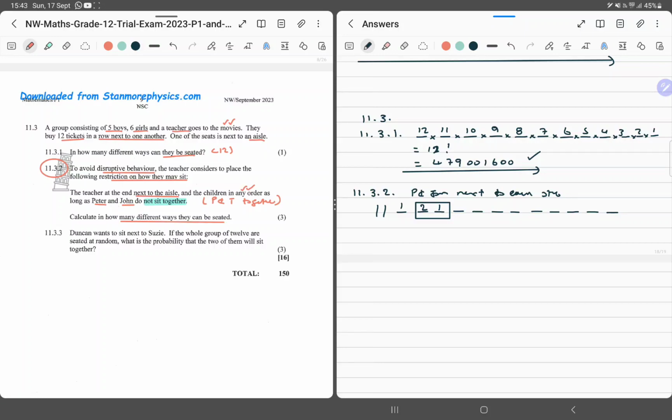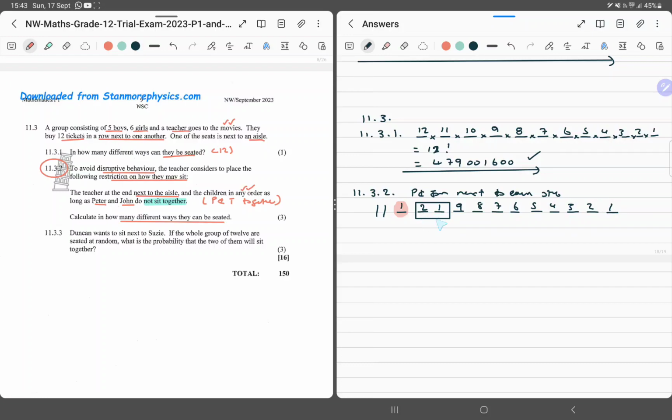Now, let's see what is next. Remember, this one is fixed. We're not going to tamper with it. Now, the other kids are how many? We've taken 3 people out. So 12 minus 3 is 9. So this is going to be 9, 8, 7, 6, 5, 4, 3, 2, 1.